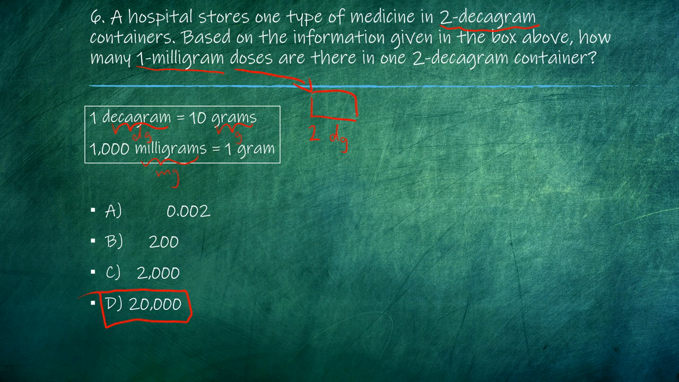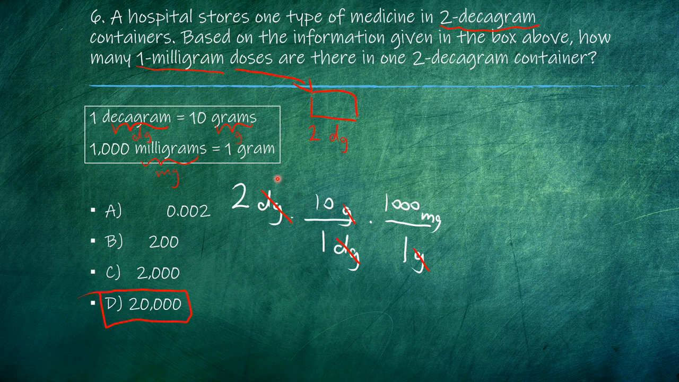So let's start out with what we have. So we have 2 decagram, and we know that 1 decagram is equal to 10 gram, based on this first equation here. And we also know that 1 gram is equal to 1,000 milligram based on the second equation here. So we can just multiply. So this will cancel out. The gram here will cancel out. So at the end, we have 2 times 10, which will give us 20, times 1,000, which the answer is 20,000 milligram, which is the answer.